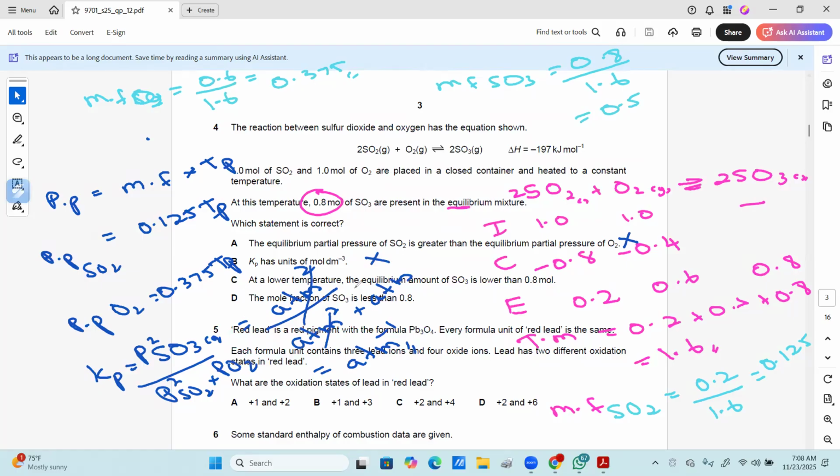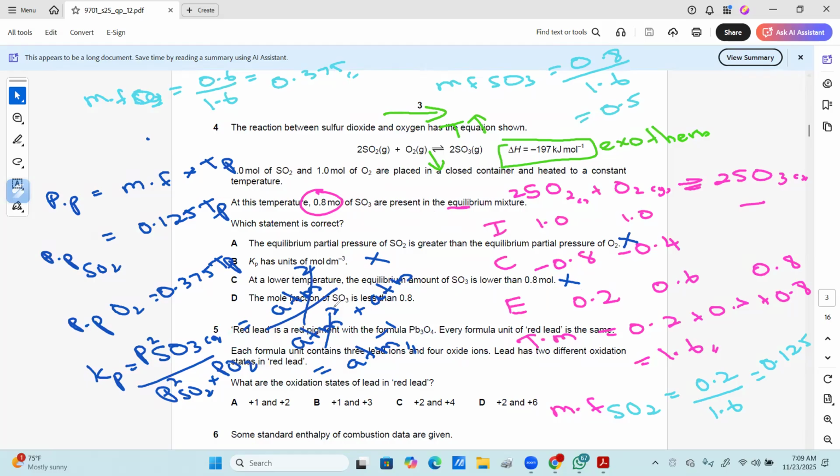At the lower temperature, the equilibrium amount of SO3 is lower than 0.8. So this is another story. You can see, children, this is an exothermic reaction. In an exothermic reaction, temperature is higher on the product side. So if you decrease the temperature, the system tries to increase the temperature by forming more products. So more products will be formed at a lower temperature. Therefore, that is also wrong.